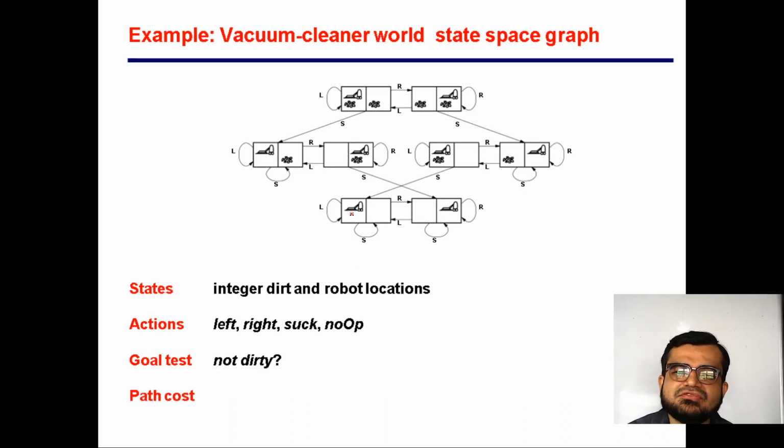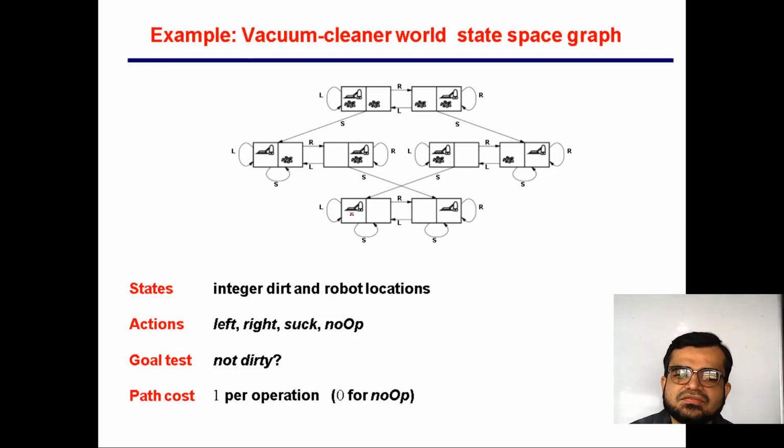So the goal test is whether you are cleaning the surface or not, whether you are cleaning the location or not. If it is dirty, that means you haven't achieved the goal test yet. And the path cost is 1 per operation. If you perform left, right, or suck, the cost will be 1 per operation, but if you are performing no operation, the path cost will simply be 0.